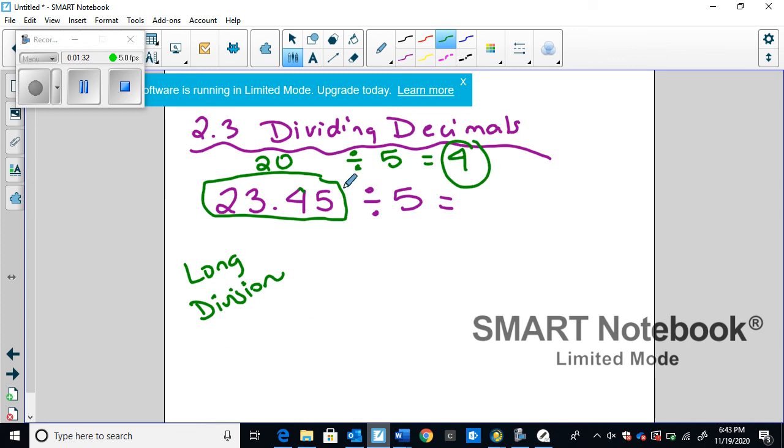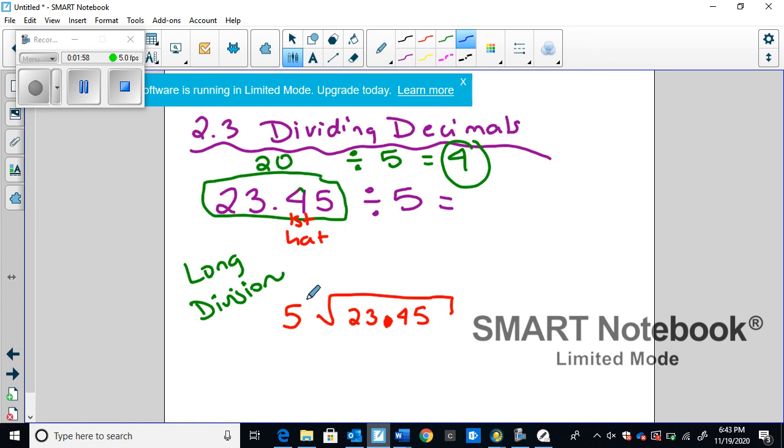Now when we do our long division, the first number always goes into the hat. So there's my hat, and 23.45 actually goes in the hat. And I'm going to leave my decimal in this time, which is a little bit different than we've been doing, because we've kind of been getting rid of our decimals. I'm going to leave it in this time. The 5 goes outside of the hat.